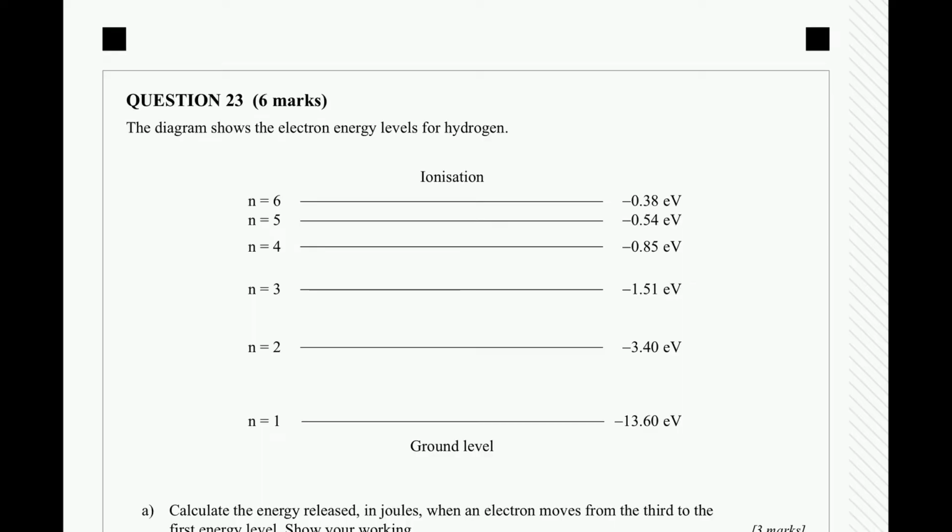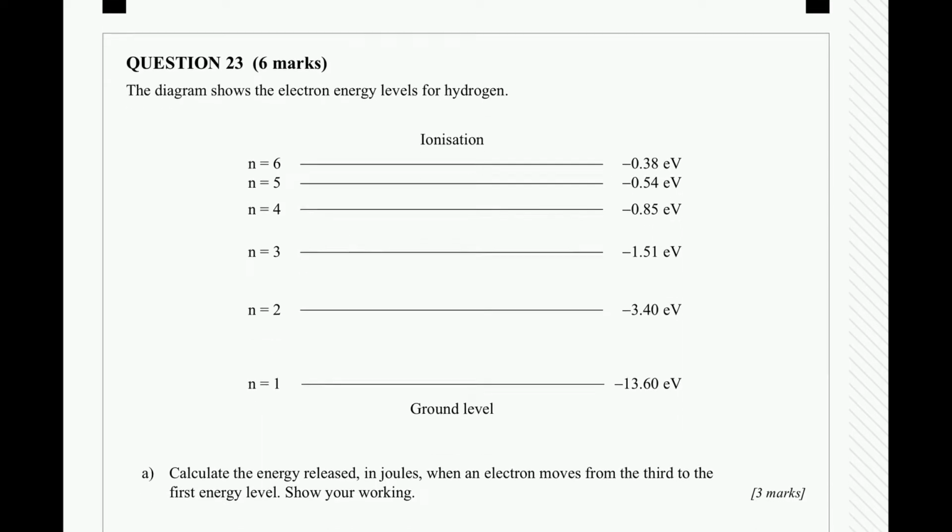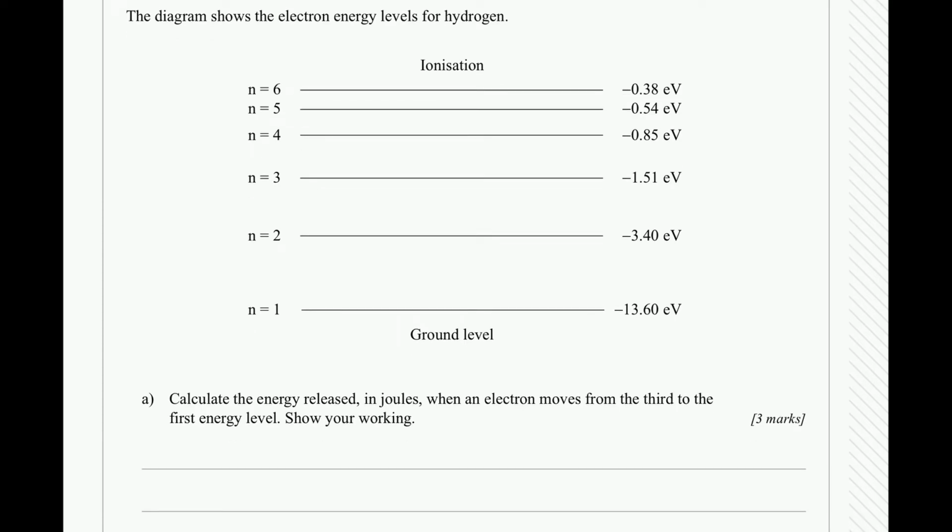Okay, so question 23. The diagram shows the electron energy levels for hydrogen. Calculate the energy released in joules when an electron moves from the third to the first energy level. All right, so this is going to be a very common kind of problem that's asked actually a fair bit on multiple papers when you're thinking about energy release from electrons jumping from one shell to another shell. So this is going to be a multiple part question.